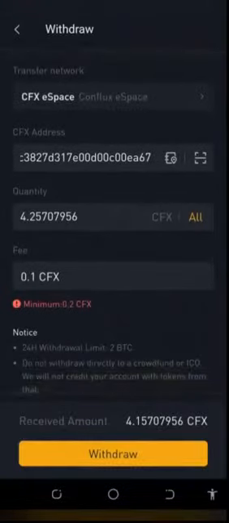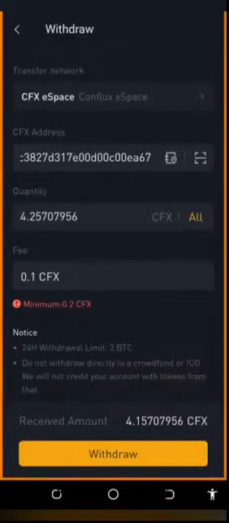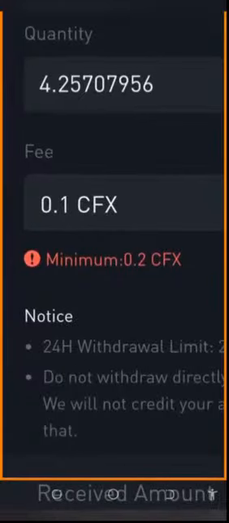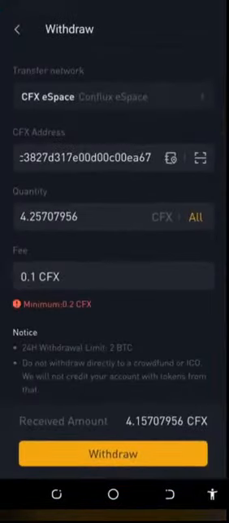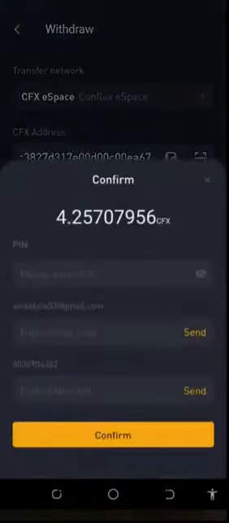What do we get? 4.15. Good. I knew we were going to lose some money, but that's fine. The fee is 0.1 CFX. Okay, great, no problem. As long as I get my money out. Good. I mean, all we were just doing was risking $1, right? So let's go ahead. It says what? What did it say? Okay. So I'm just going to put in all my details and I'll see you on the other side.